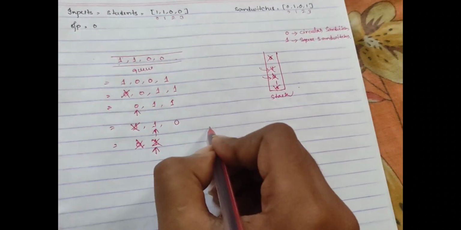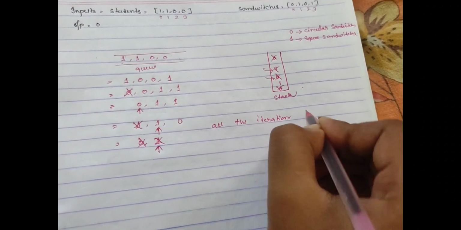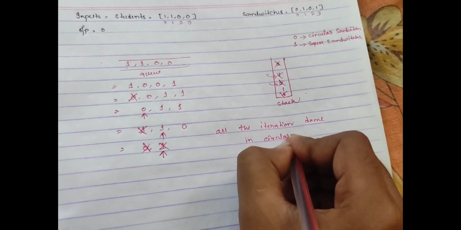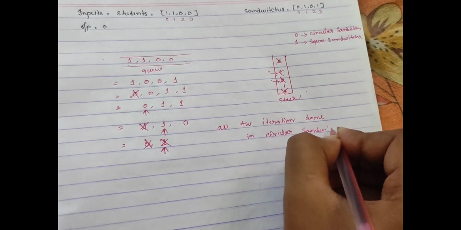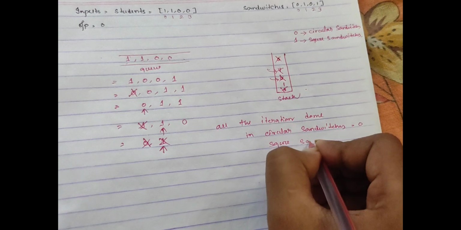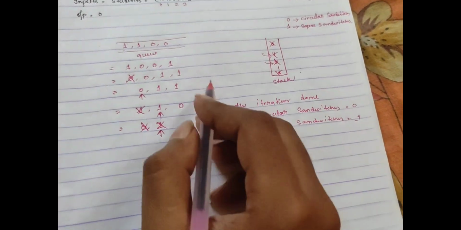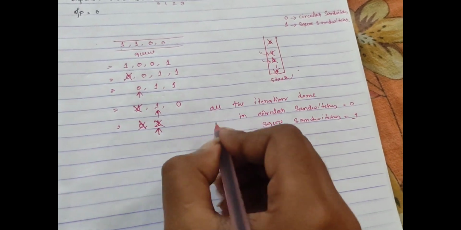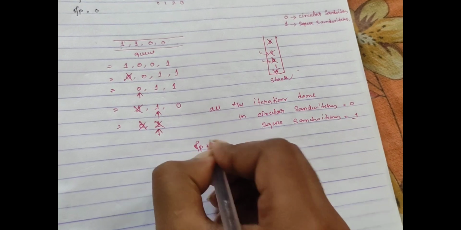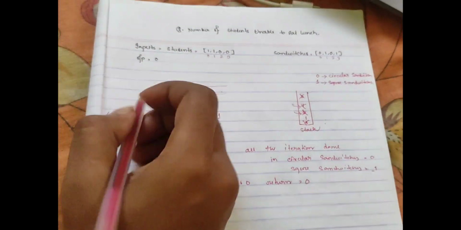And now you can check all the iterations done in circular sandwiches, 0, and square sandwiches, that is 1. So there will be no elements left, as all of them are popped, so the output is 0, so it returns 0. Very easy question. Okay, so this is the first example.